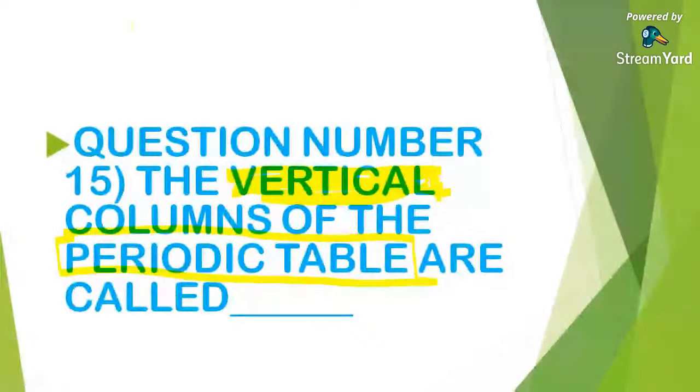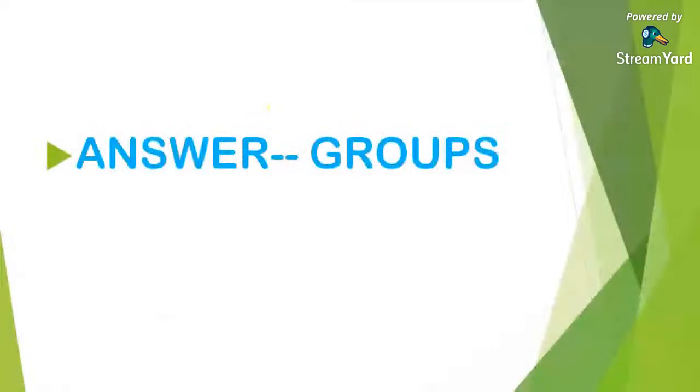So here the question is: the vertical columns of the periodic table are called, and many of you have given the answer group. Very good. Let's check the answer stated here, and the correct answer is groups. The horizontal rows of the periodic table are called periods, and the vertical columns of the periodic table are called groups. Very good.